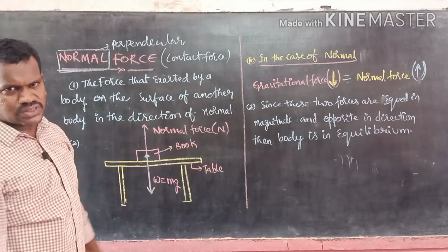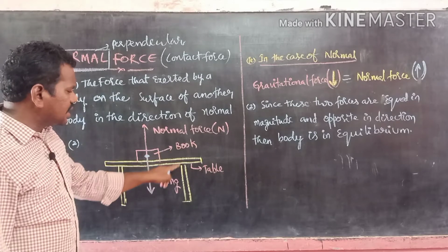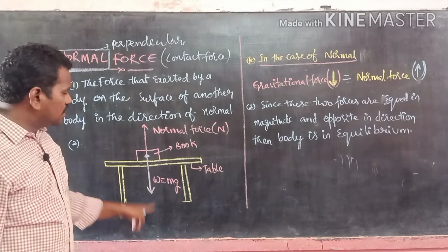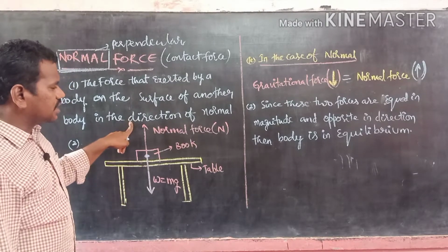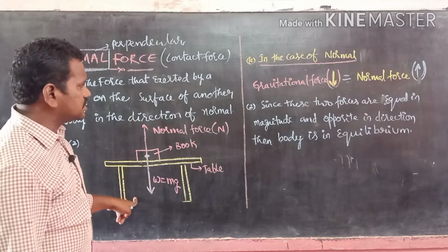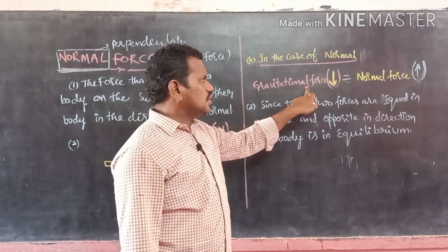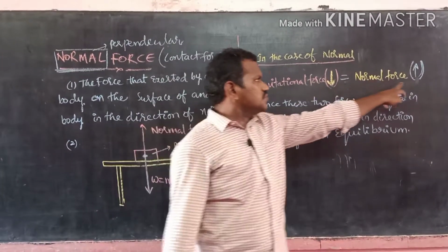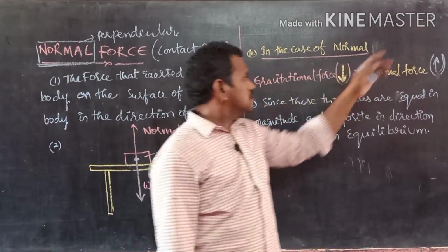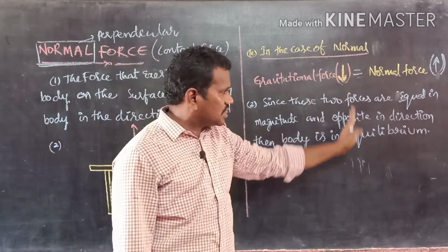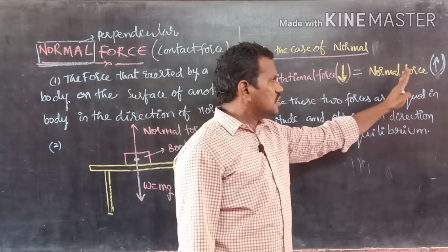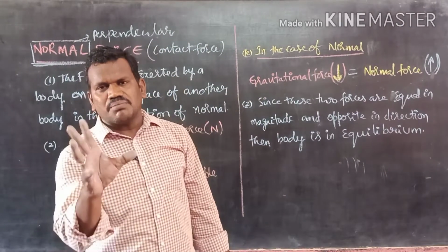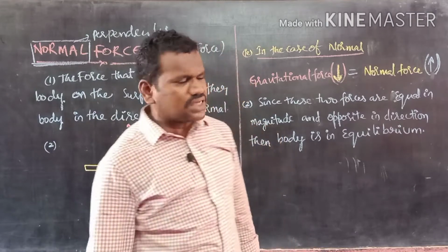So here two bodies are involved. In this example, the bodies are the book and the table. If the table is not there, the book will fall down because of gravity. Because of the table, force is applied in the opposite direction. This means in this case, the gravitational force acting in the downward direction is exactly equal to the normal force applied in the upward direction. Of course, the directions are different, but the magnitudes are the same.